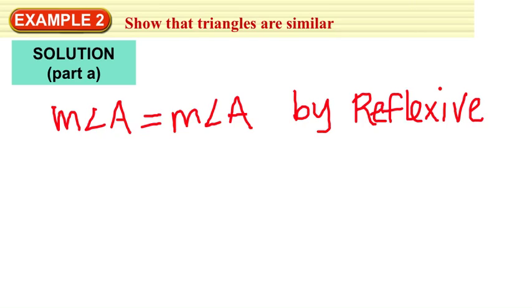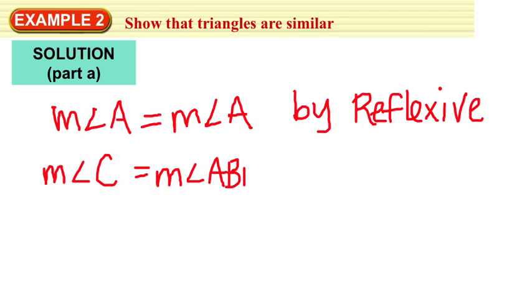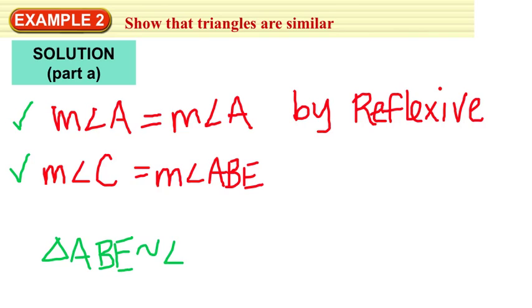Secondly, you can see that the measure of angle C is equal to the measure of angle ABE. They were both given as 52 degrees. So since both of those angles are equal, we have two angles that are equal in both triangles, and therefore we could say that triangle ABE is similar to triangle ACD by the AA similarity postulate.